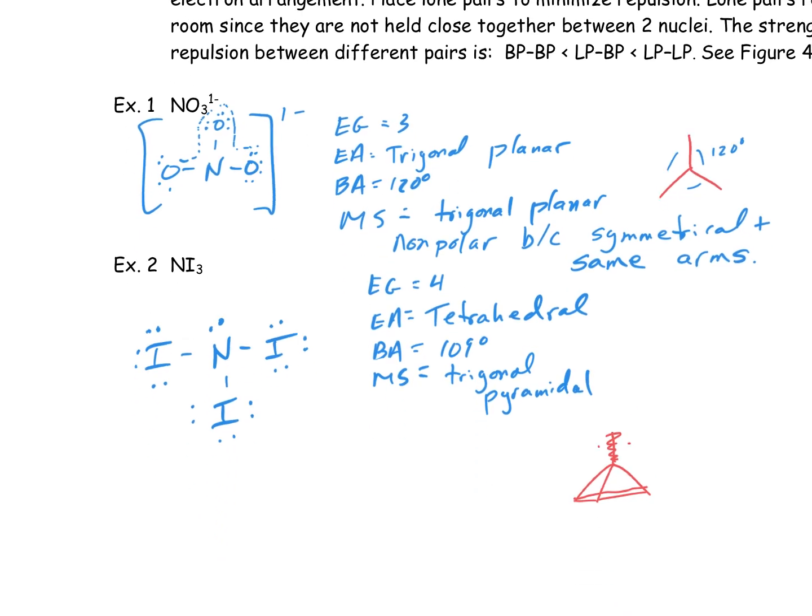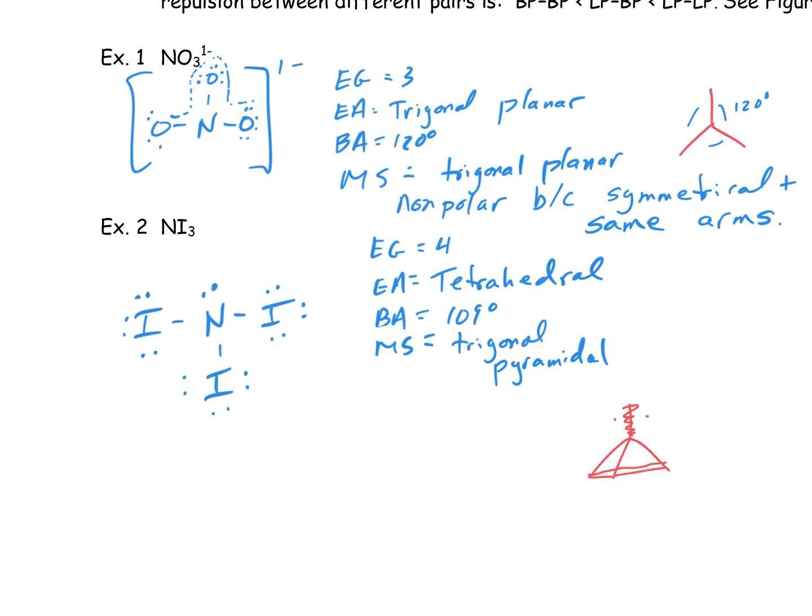If we have a look at the NI3 example, I have 4 electron groups, which is the 3 single bonds and the lone pair. So that gives me the tetrahedral arrangement, 109 bond angle. But when I take one of those sticks away for the lone pair, I end up with this trigonal pyramidal shape. And because there's no atom up here, my trigonal pyramidal shape is not going to be balanced.